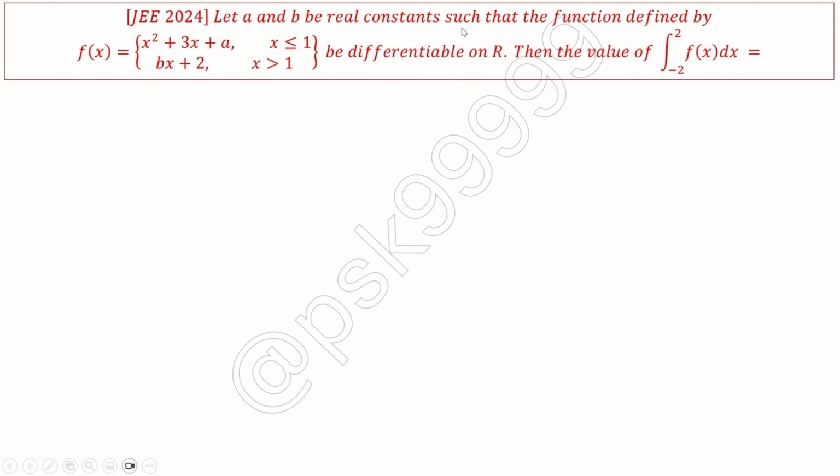Let a comma b be real constants such that the function defined by f of x equal to x square plus 3x plus a, for x less than or equal to 1, bx plus 2 for x greater than 1, be differentiable on R. Then the value of integration from -2 to 2 of f of x dx.